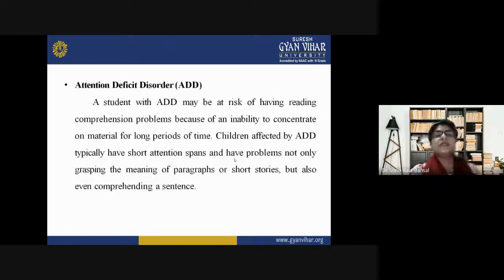Now next is ADD, that is attention deficit disorder. Students with ADD may be at risk of having reading comprehension problems because of an inability to concentrate on material for long periods of time. Children affected by ADD typically have short attention spans and have problems not only grasping the meaning of paragraphs or short stories, but even comprehending a sentence.